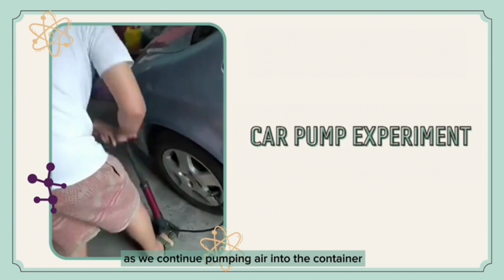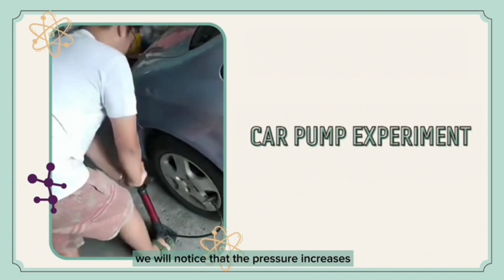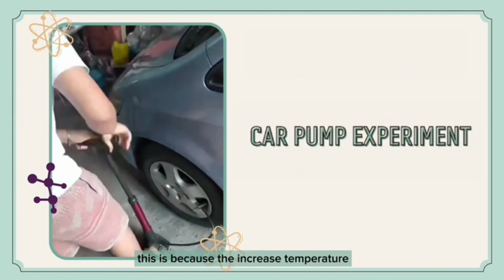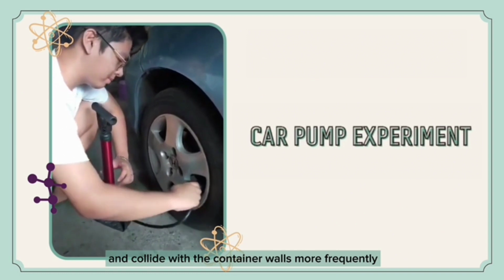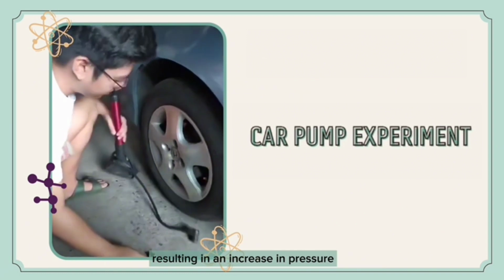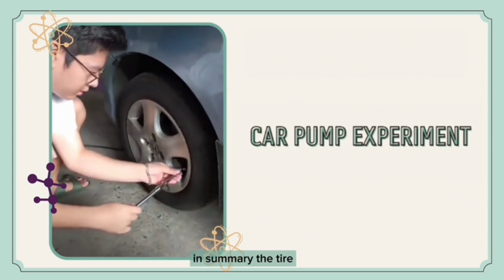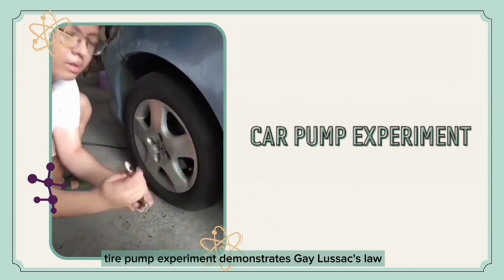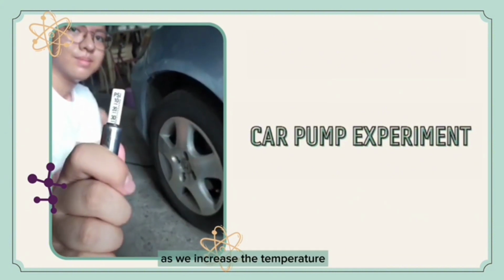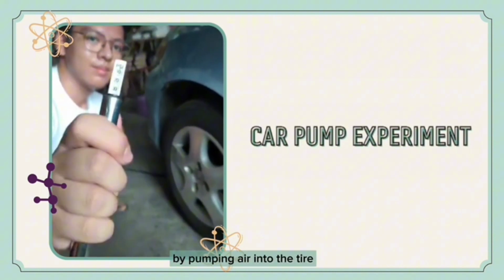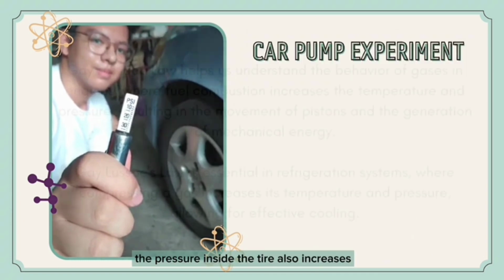As we continue pumping air into the container, we will notice that the pressure increases. This is because the increased temperature causes the gas molecules to move faster and collide with the container walls more frequently, resulting in an increase in pressure. In summary, the tire pump experiment demonstrates Gay-Lussac's law. As we increase the temperature by pumping air into the tire, the pressure inside the tire also increases.